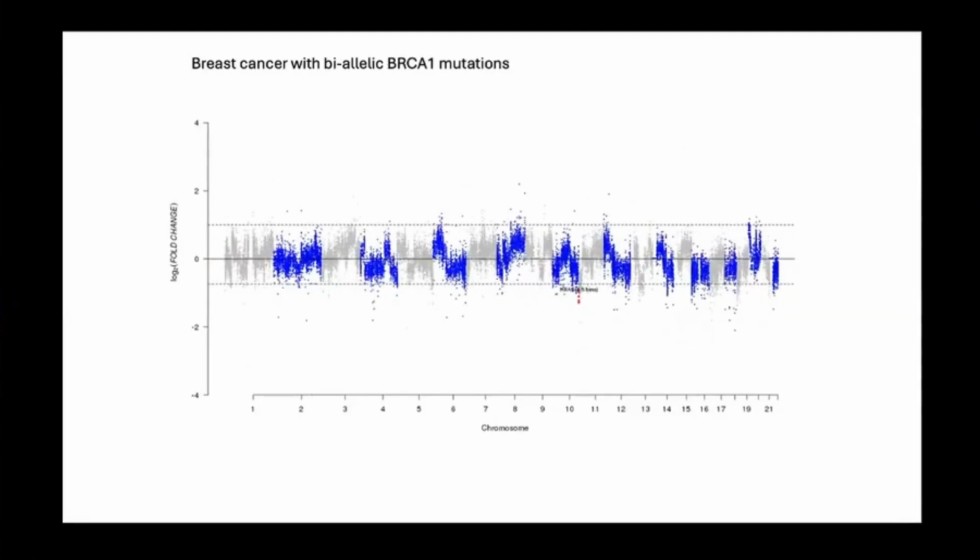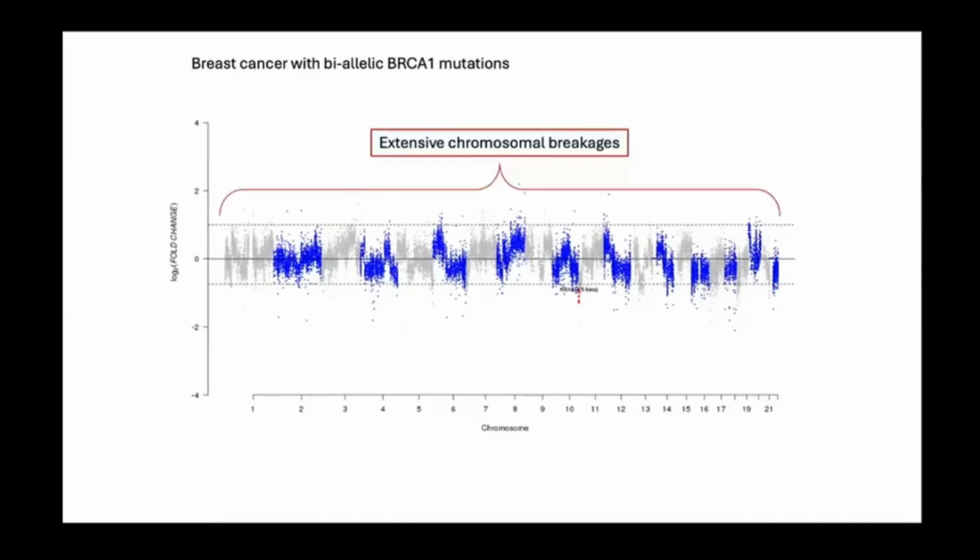Here is an interesting profile. It goes up and down like a sawtooth. This is a breast cancer with biallelic BRCA1 mutations. And the sawtooth pattern here comes from large numbers of DNA breakages, rearrangements, and gains and losses that are the genomic scarring consequence of homologous recombination deficiency, or HRD.